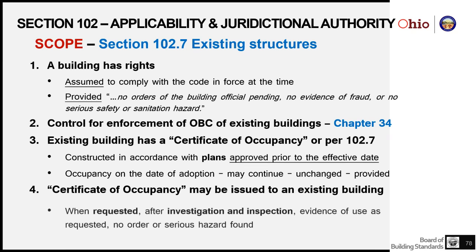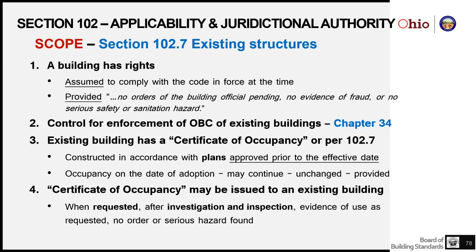A certificate of occupancy can be issued to an existing building, but it must be requested, and the building department has to do an investigation and an inspection. There has to be evidence that the use is as requested, and there's, again, no orders and no serious hazards. Now that certificate of occupancy is issued, and it must be titled a certificate of occupancy for an existing building, and on the C of O, it'll have information relative to any limitations relative to that approval.